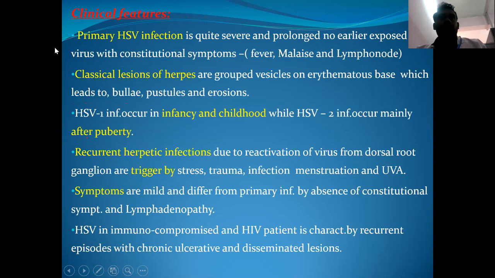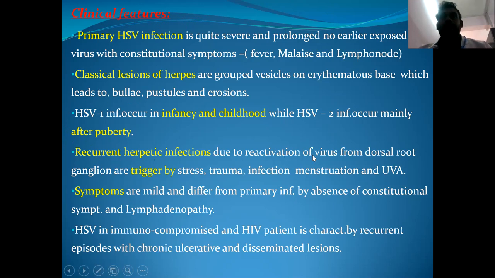So, clinical features. Primary HSV infection is quite severe, and it will have multiple systemic symptoms such as fever, malaise, generalized lymphadenopathy, whereas classical lesions of herpes are grouped vesicles on an erythematous base, and later it can lead to formation of pustules, erosions, and various things. HSV infection can occur in infancy and childhood. HSV-1 can cause infection predominantly in infancy and childhood, and HSV-2 infection mainly occurs after puberty.